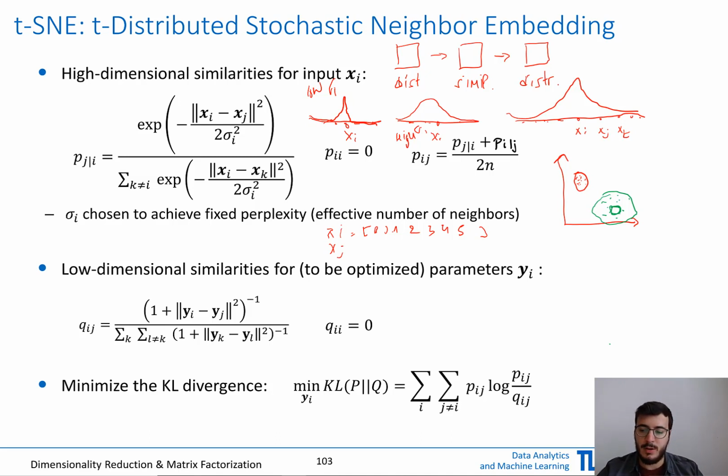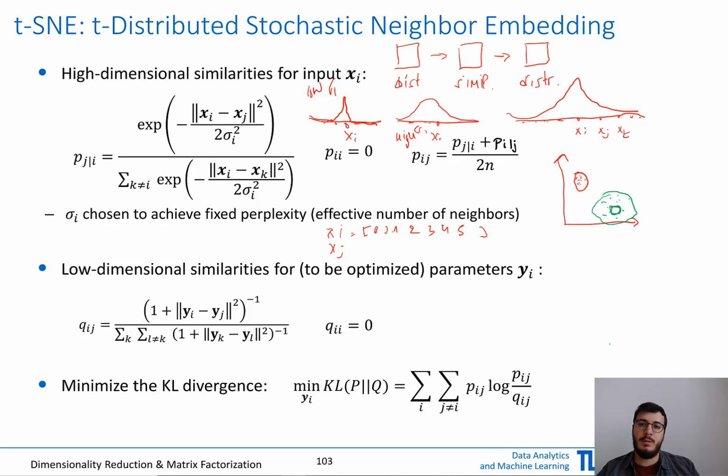So one thing to note here is that these two numbers, the probability that i chooses j as its neighbor, might not be the same as the probability that j chooses i as its neighbor. This is because we were setting these sigma i parameters, hyperparameters, individually per node. So from the point of view of data point i, j might be very close, but from the point of view of j, i might be further away.